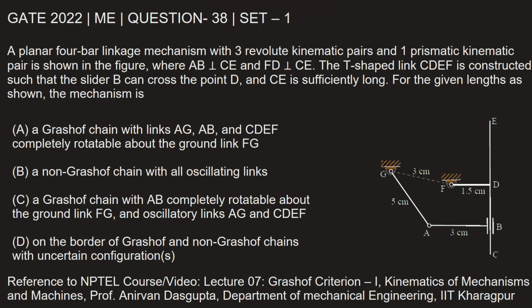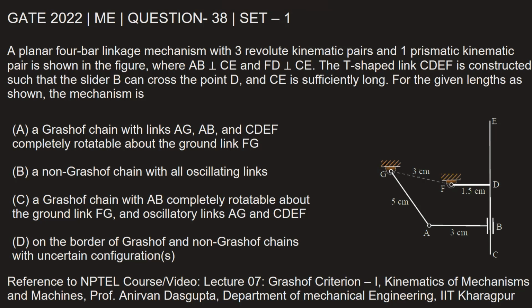This question is from GATE 2022 Mechanical Engineering Paper Set 1, question number 38. A planar 4-bar linkage mechanism with 3 revolute kinematic pairs and 1 prismatic kinematic pair is shown in the figure, where AB is perpendicular to CE and FD is perpendicular to C.